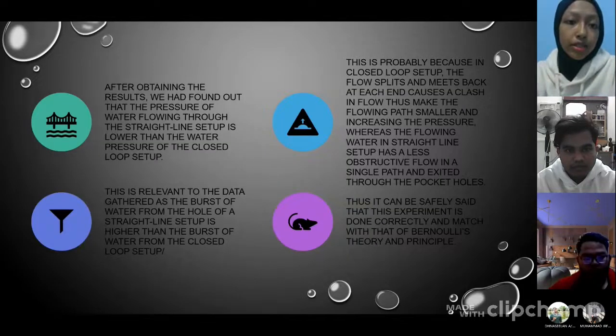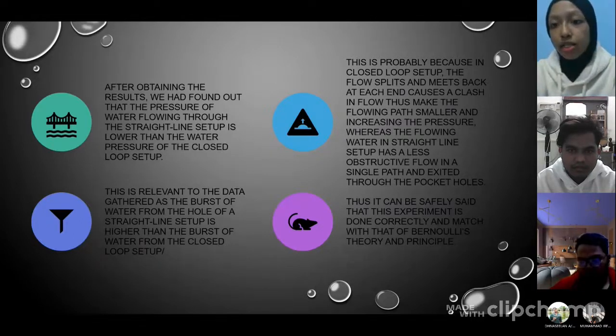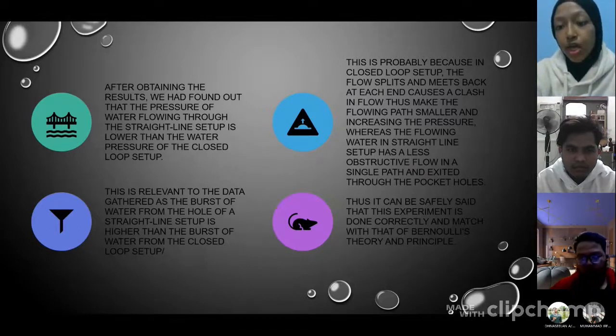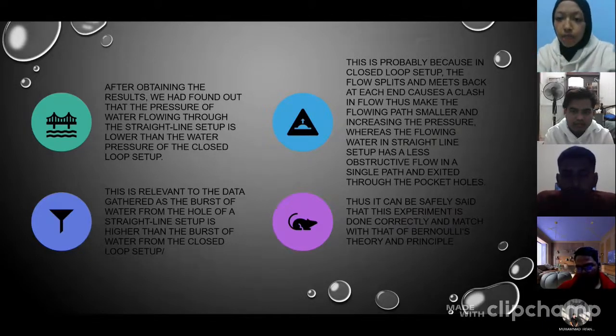After obtaining the results, we found that the pressure of water flowing through the straight line setup is lower than the water pressure of the closed loop setup. This is probably because in the closed loop setup, the flow splits and meets back at each end, causing a clash in flow, thus making the flowing path smaller and increasing the pressure. Whereas the flowing water in the straight line setup has a less obstructive flow in a single path and exits through the pocket holes.